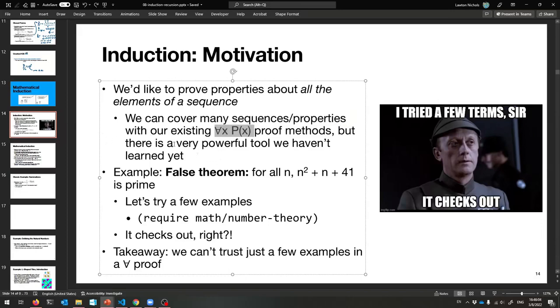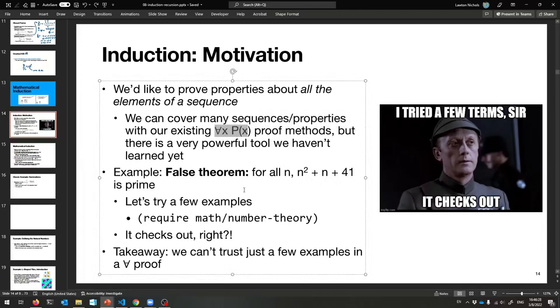But there is a very, very powerful way of proving a "for all" that we have not yet learned. Okay? So it's fun. All right? Let me try and show you what's going on here. So here's an example of a false theorem, by the way, just to show you that it's not always the case where trying a few terms works, right?